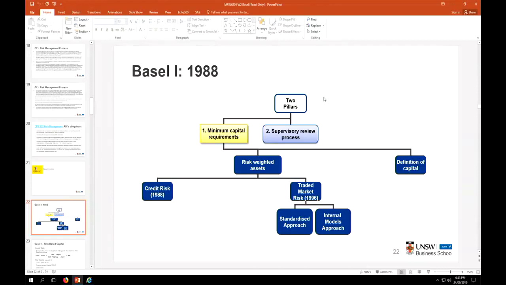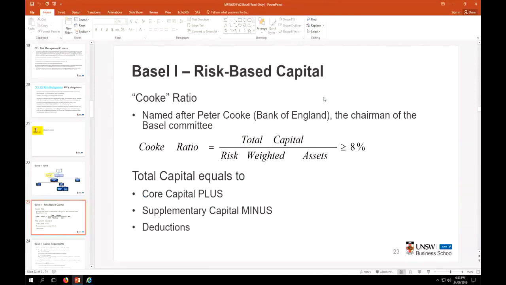When we look at market risk, we'll actually do a calculation based on the standardized approach, just so that you can see how to calculate market risk for the standardized approach. In terms of this ratio, it was known as the Cook ratio, because Peter Cook was the chairman of the Basel Committee when it was introduced. So this whole equation was kind of his baby. And the total capital was core capital plus supplementary capital minus deductions. Okay? So that's how we calculated capital.